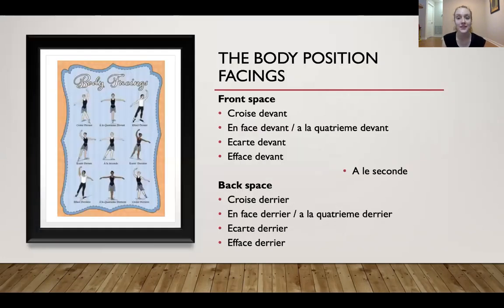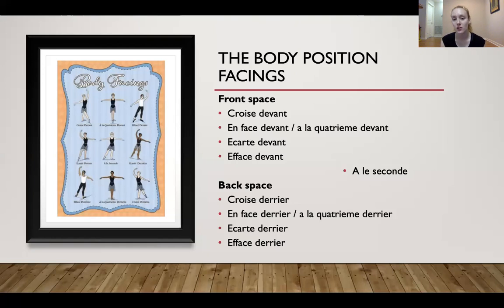So then we can combine these terms, which is what we most often use in ballet, and it's also used in other forms of dance as a reference. So we have our front space and then we have our back space. We have croisé devant. This is crossed and in front of you. We have en face devant. This is directly facing front, or à la quatrième devant. We have écarté devant. This is split, open, but in front. And then we have effacé devant. This is open and in front.